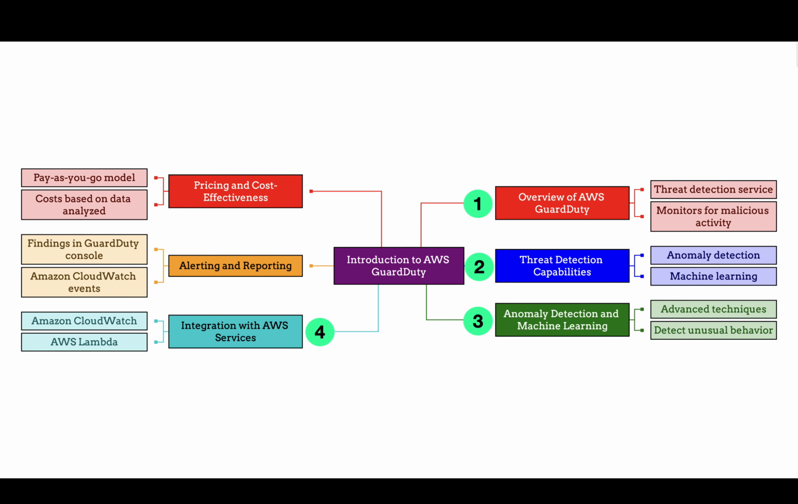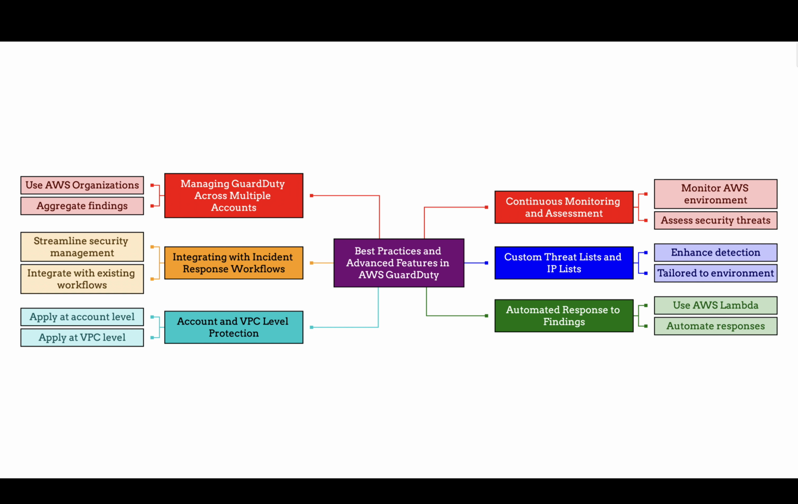4. Integration with AWS services: seamlessly integrates with services like Amazon CloudWatch, AWS Lambda, and AWS S3 for enhanced security analysis and response. 5. Alerting and reporting: provides findings of potential threats which can be viewed in the GuardDuty console or through Amazon CloudWatch Events, enabling automated alerting and reporting. 6. Pricing and cost effectiveness: offers a pay-as-you-go pricing model, with costs based on the quantity of AWS data analyzed by the service.